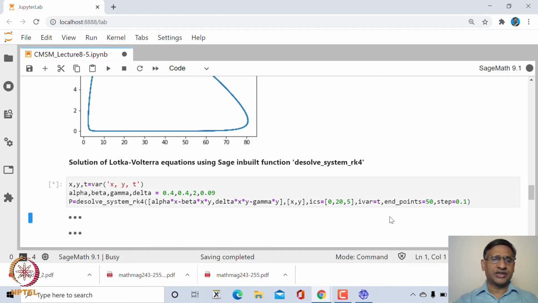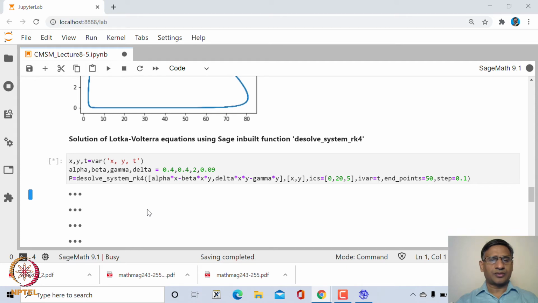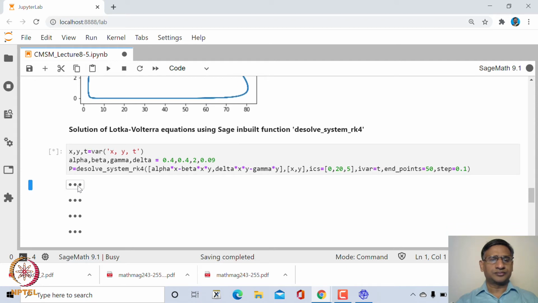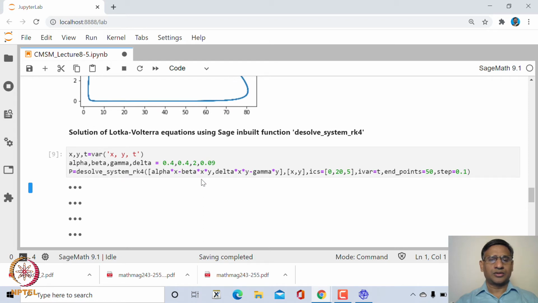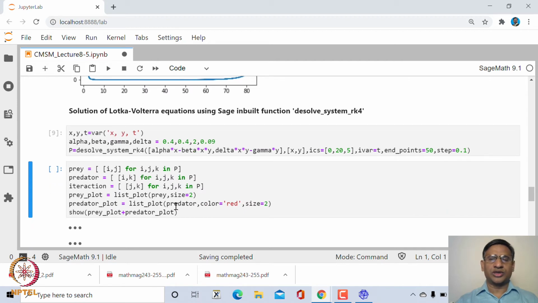So, let us run this. It may take a few seconds, and once we have obtained this, then we can plot the graph of growth of predator and prey separately, both together in fact, and then also the interaction between the two, right. So, let us just wait for a second. It is still computing. Okay, it has done the computation. Now, let us look at how we are going to plot.